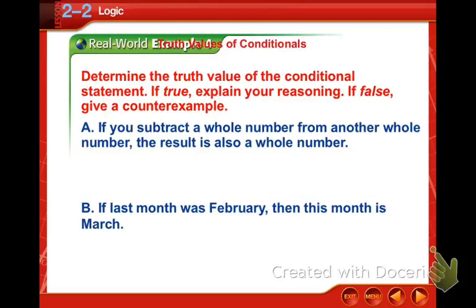Now, we're deciding truth value here. Our first one here, if you subtract a whole number from another whole number, the result is a whole number. Is that valid or invalid? Is there a way to subtract a whole number from another whole number and get a fraction out? No. There's no way to do that. So this is valid. This is true. And the last one, if last month was February, then this month is March. March comes after February, so that is true as well. That's our reasoning behind it. Okay?